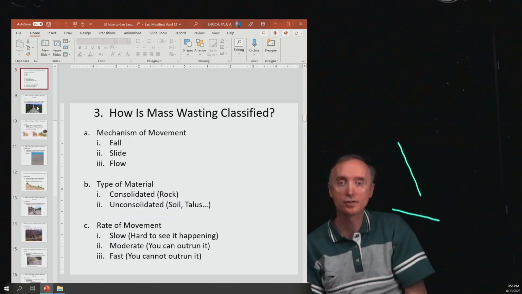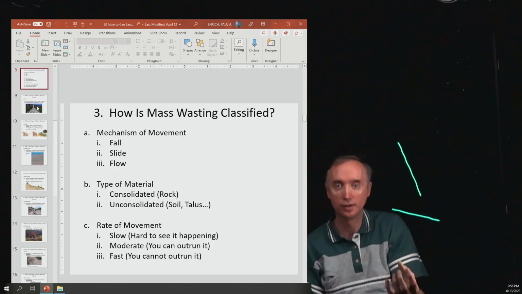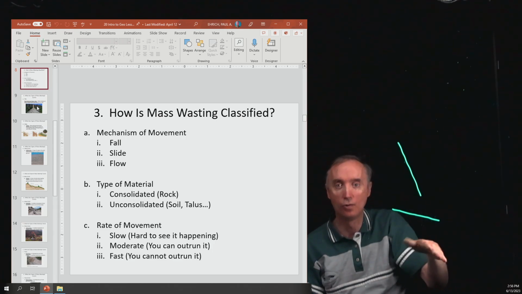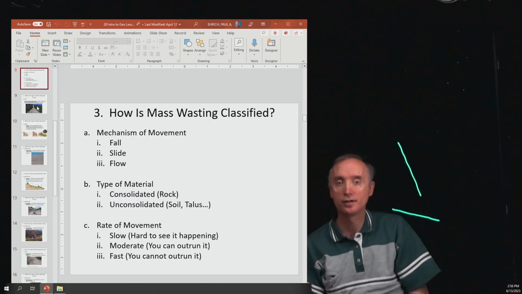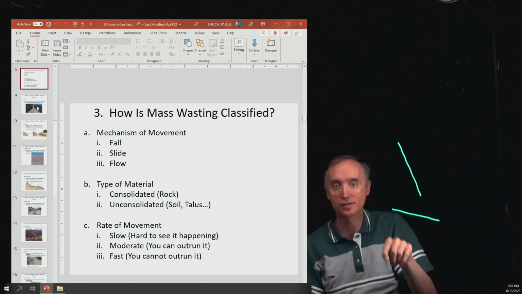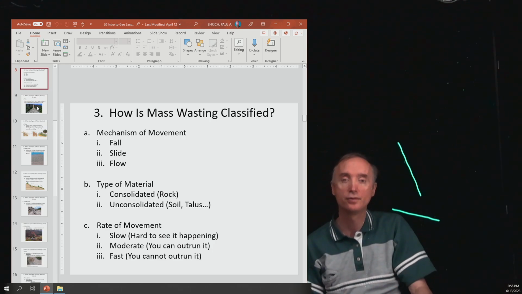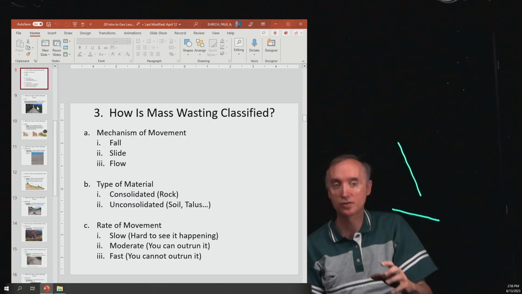Okay, so how is it classified? The mechanism of movement. Is the material falling? Is it sliding? Or is it flowing as it's going downhill? Okay, what is the type of material? Is it consolidated, meaning is it rock that is falling, sliding, or flowing? Or is it unconsolidated? Is it soil that is falling, sliding, and flowing? And then the rate of movement: is it moving slowly or is it moving fast?